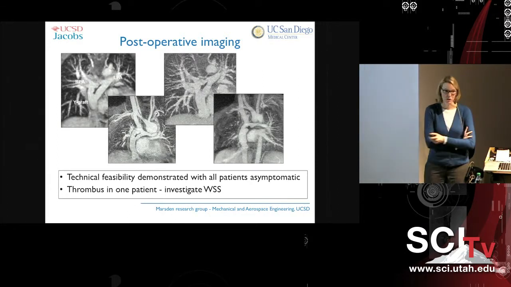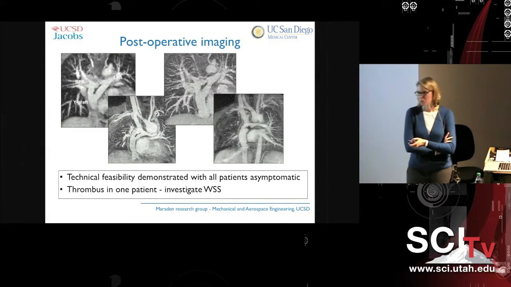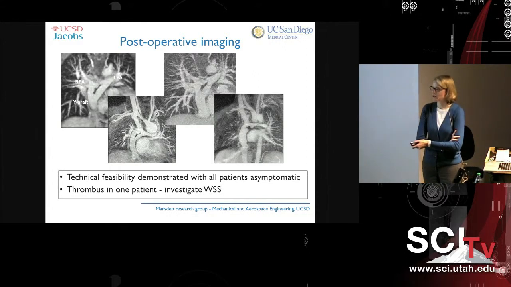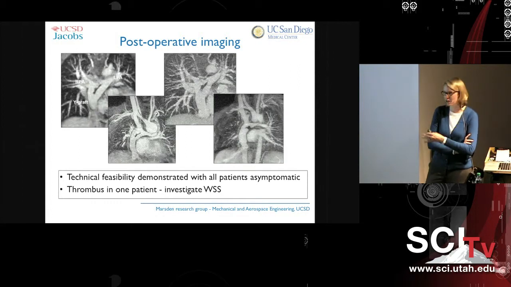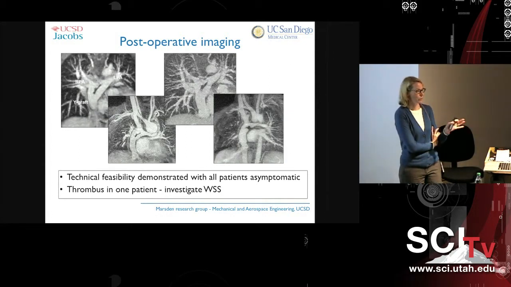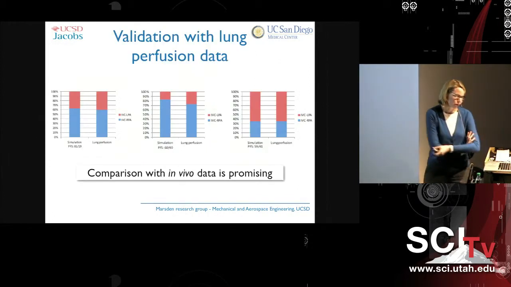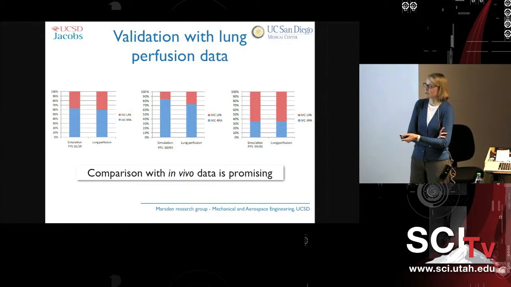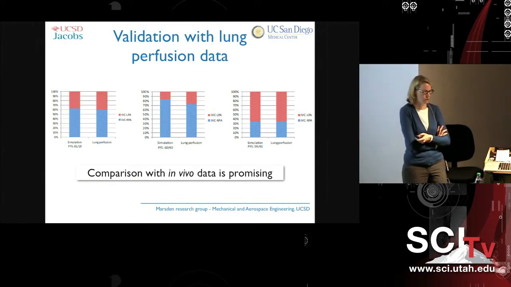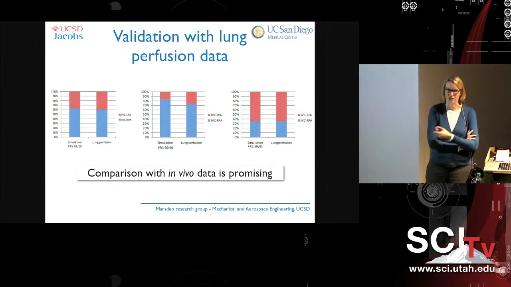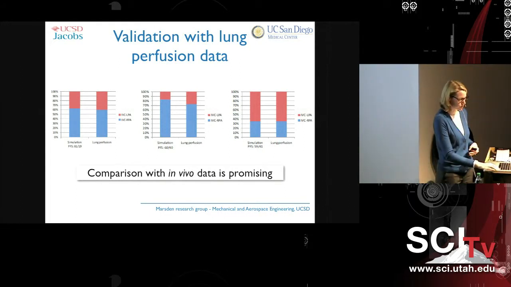All patients are asymptomatic. We did have 1 negative result, which is that we had thrombus formation in the branch of the Y-graft in 1 patient, and we're now investigating. We think, going back and looking at the history, we have an explanation for why that happened. We were also able to compare our simulation predictions with lung perfusion data with quite good agreement. And so this is an example of validation against actual clinical data, which is very difficult to get.